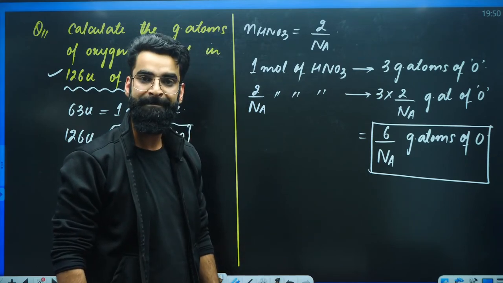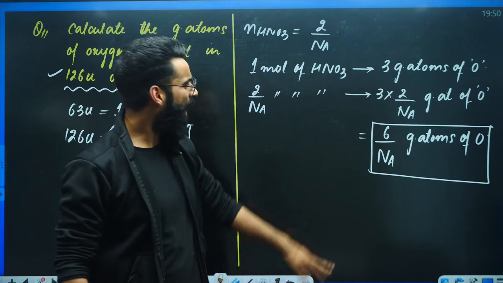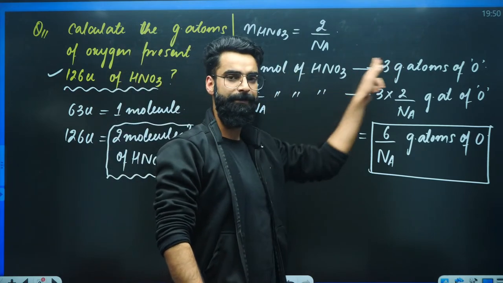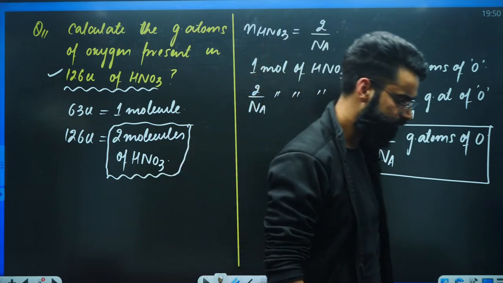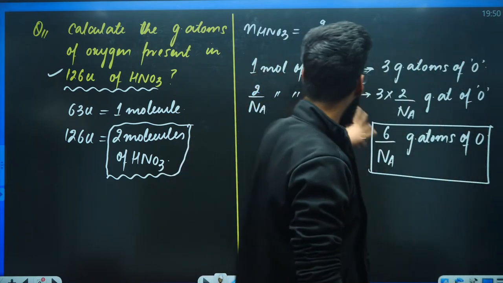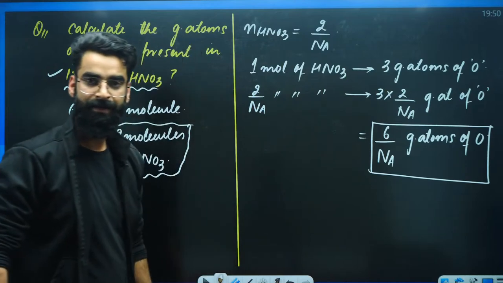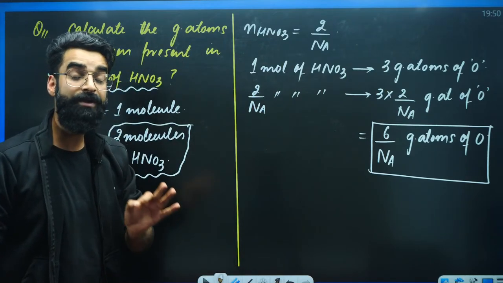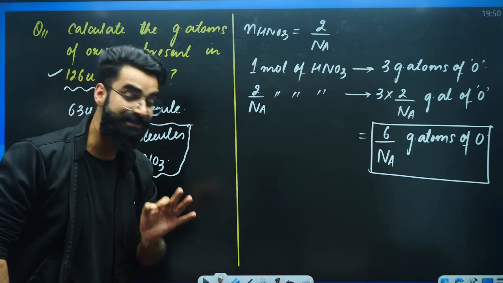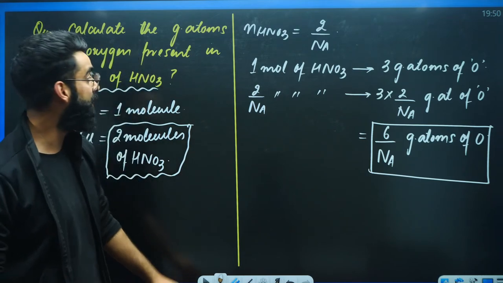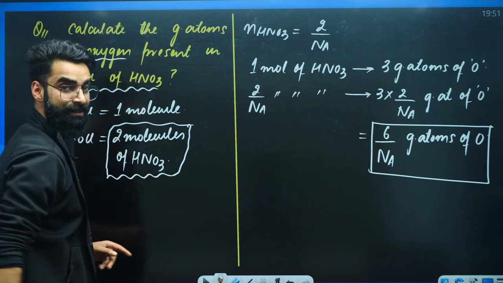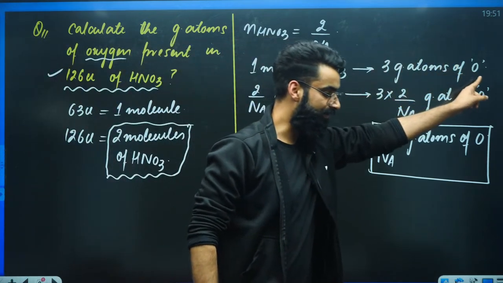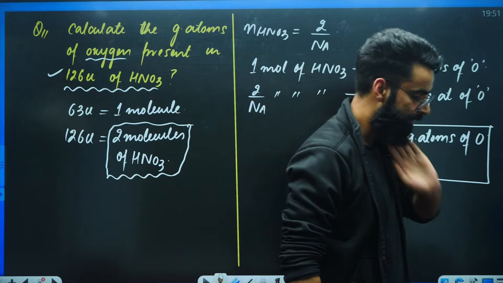Correct? Okay, if I ask you, why did I not reverse this particular statement? Can you let me know? Because the one whose data is to be calculated has to be on the right side of the statement. In this question, we were supposed to calculate the data for oxygen. That's why I wrote oxygen on the right side. That's all. Is it clear?